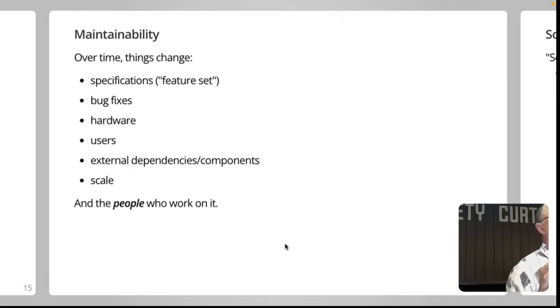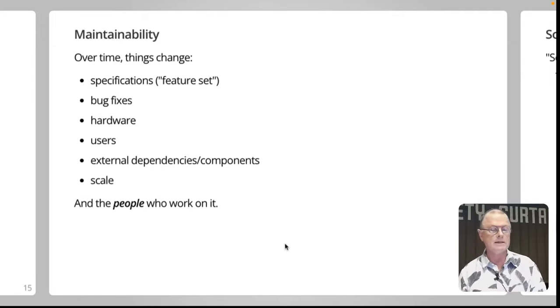What about external components? You're working in TypeScript here. You borrow some library from the web, and then tomorrow it turns out that library is broken, has a security bug or something. Can you adapt your code to work with that? These changes are all things that software engineers deal with every day.